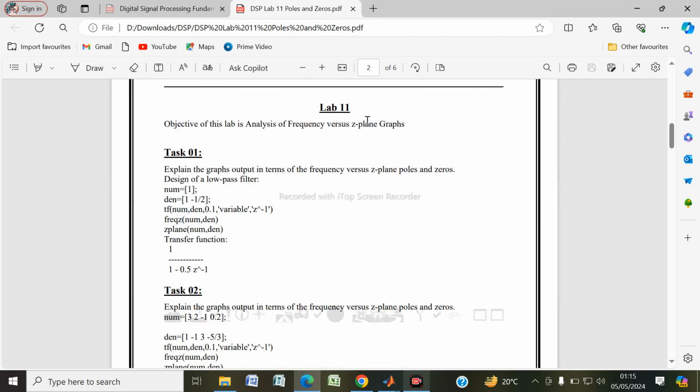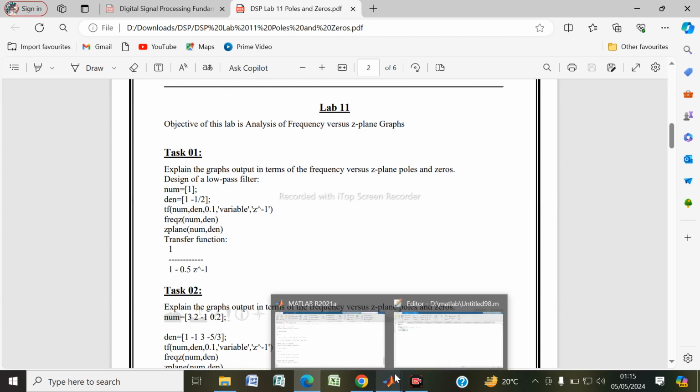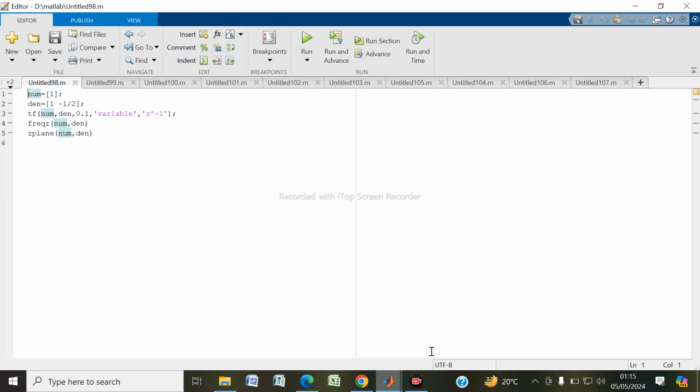In this lab, we have to analyze the frequency response and the pole-zero plane graph. In this lab, we have been given about 12 tasks. To start the explanation of the tasks, I want to tell you about zeros.